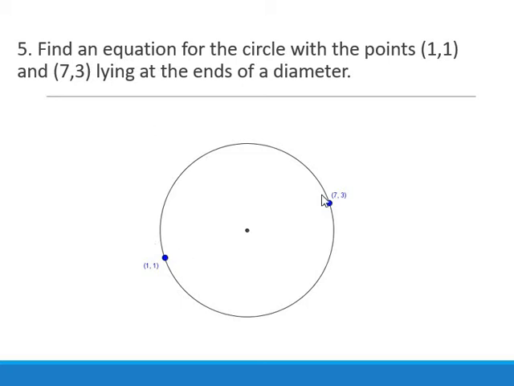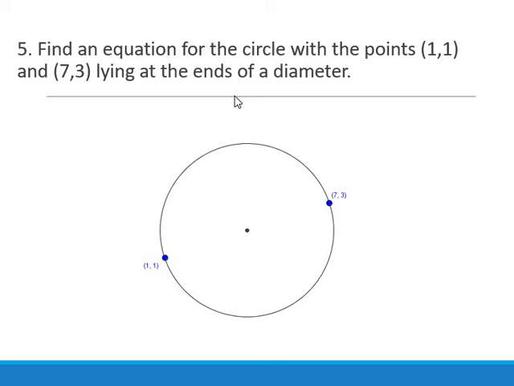So one problem we can do here, you could be given the center and a point on the circle. This time we're given 2 points, and it's important that it says they lie at the ends of a diameter. That means the center is actually the midpoint between them. A diameter is a line segment through the circle that contains endpoints and the center. It's twice the radius of the circle. So find an equation for the circle with the points (1, 1) and (7, 3) lying at the ends of a diameter. So we need the center, we need the radius.